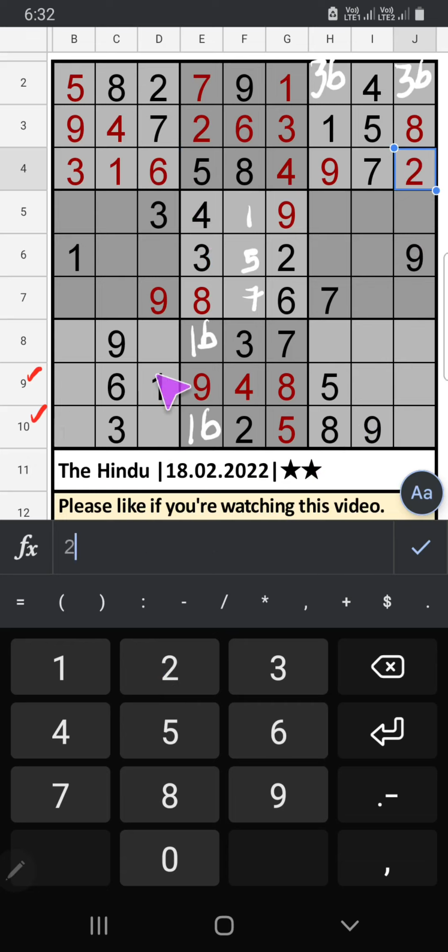Ninth row and 10th row we have 5, so 5 can't come in these cells. Column B also we have 5, so 5 can't come in this cell, then 5 is confirmed here. Column D, 2 numbers are remaining, 4 and 8. 10th row we have 8, so 8 can't come in this cell, 8 is confirmed here, then 4 is here.